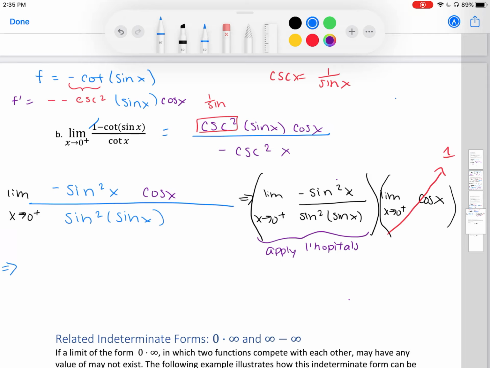So we have the derivative of sine is cosine, so we're left with negative cosine squared x. The derivative of sine is cosine again, so I have cosine squared of sine of x, and the derivative of sine is cosine. That was chain rule. We took the derivative of the inside and the derivative of the outside.